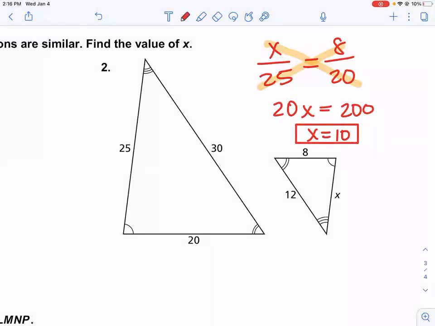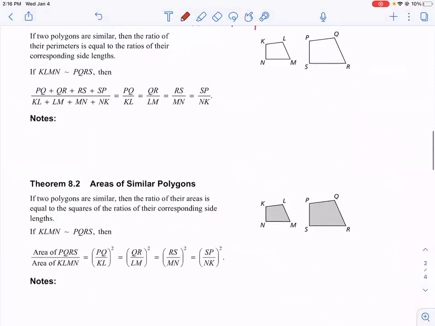Huh? Could have what? Not worth our time, sweetheart. Not worth our time. If you have a proportion, yeah, you are right. But if you have a proportion, cross multiplying is going to be your most efficient solving method. Okay.